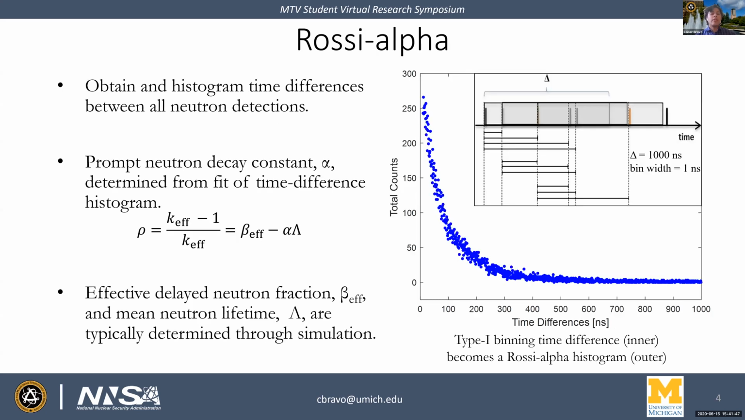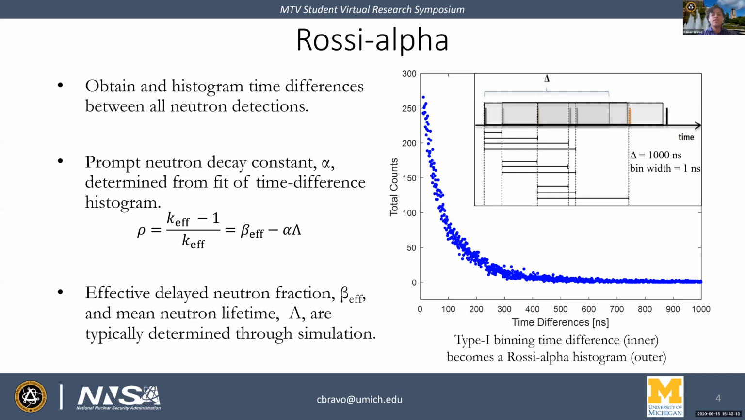The focus of this work uses Rossi alpha, which is a microscopic neutron noise method, which takes a pulse train of neutron signals, as shown here in the inner box on the right. From this train of neutron signals, we have correlated and uncorrelated neutrons in time, and we figure out how correlated they are by finding the time difference between them.